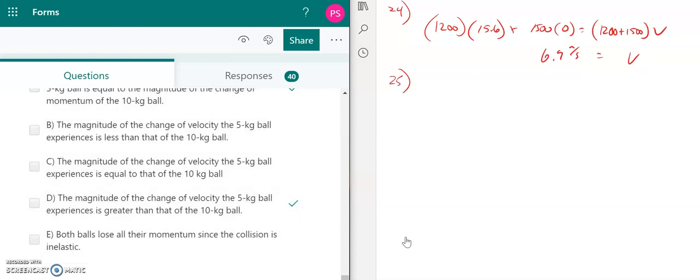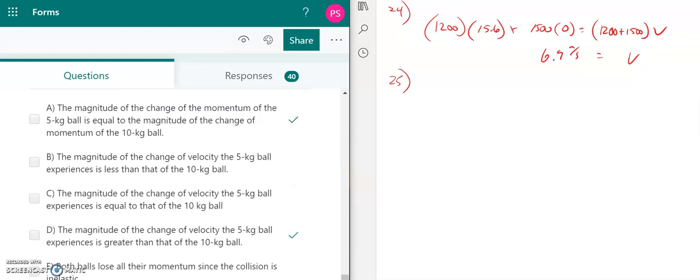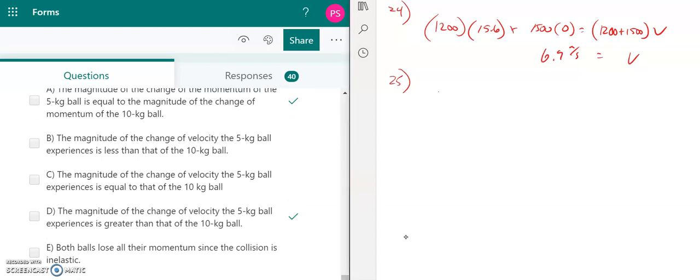We see that in terms of the first answer. We say that the change of momentum for the two is going to be exactly the same. Well, what's change of momentum? It's m delta v. So the bigger the mass, the smaller the change in velocity is going to be. So the 10 kilogram ball has a smaller change in velocity than the 5.